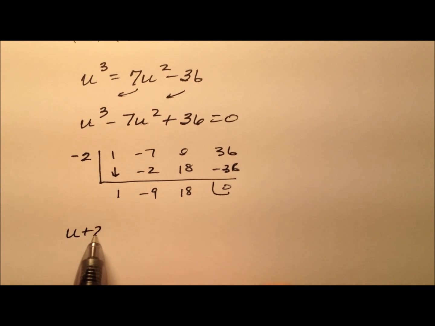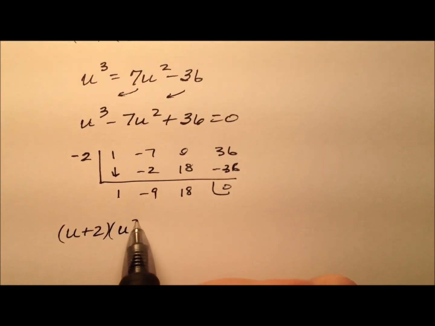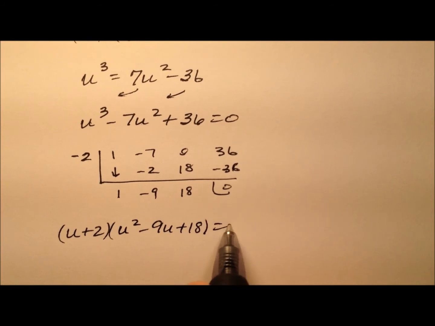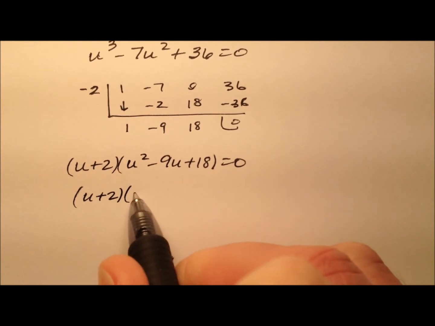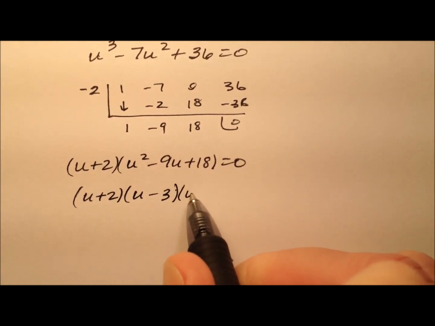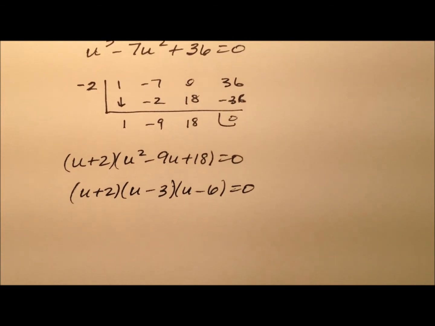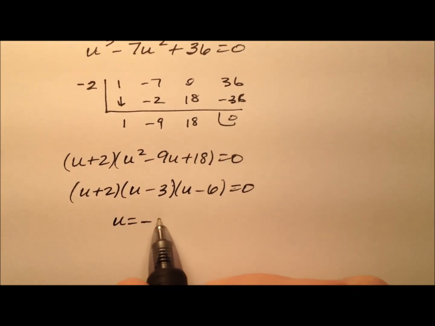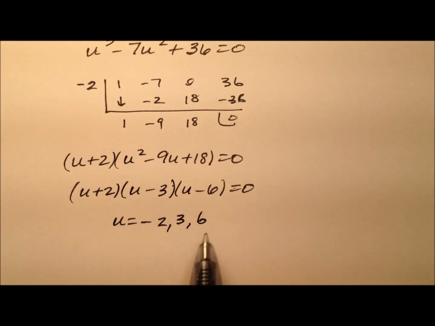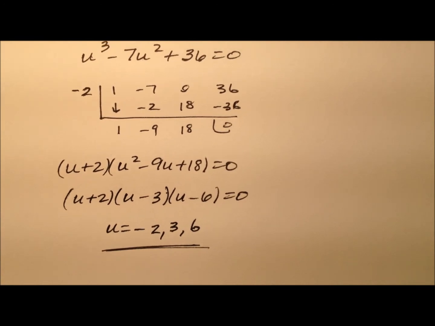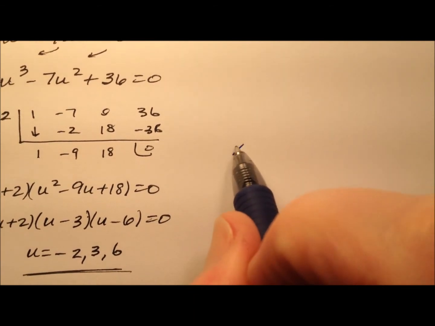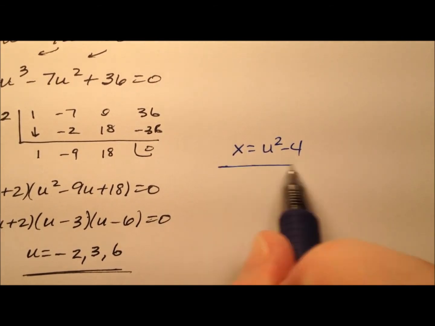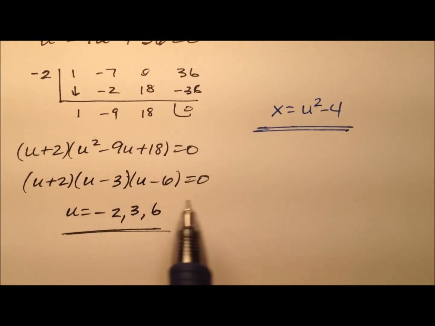So we know that u plus 2 is one of the factors, and then we have u squared minus 9u plus 18, which will factor very nicely. So u plus 2, and then it looks like u minus 3 and u minus 6. So we have 3 great looking values, negative 2, positive 3, and positive 6 for values for u. But of course those are u values and not x values. So recall that x equaled u squared minus 4. So if x equals u squared minus 4, let's go ahead and plug these back in one at a time.